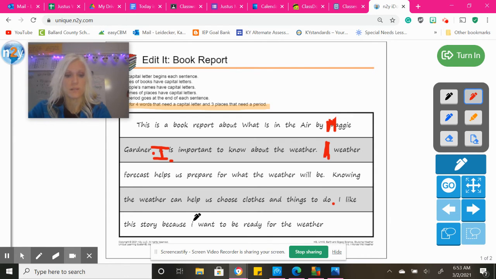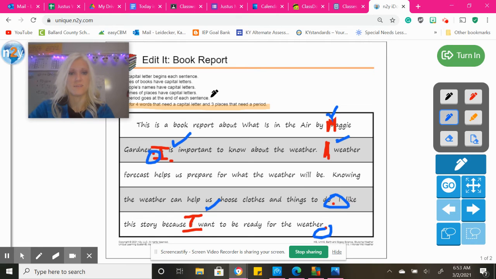I like this story because, okay, I gets capitalized, because I want to be ready for the weather, period. Okay, so let's go ahead and check. 4 words that need a capital letter: 1, 2, 3, 4. 3 places that need a period: 1, 2, 3. We got them.